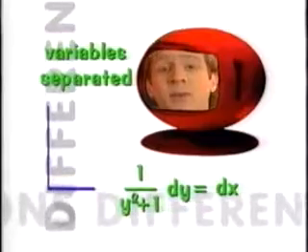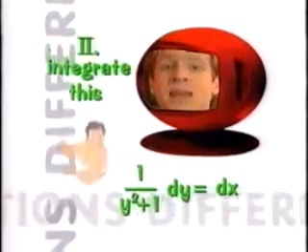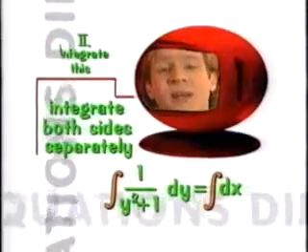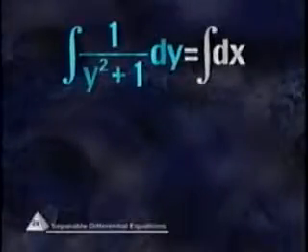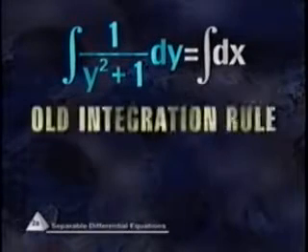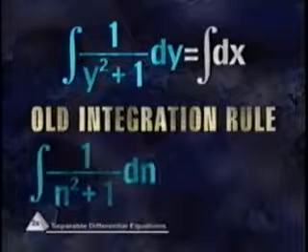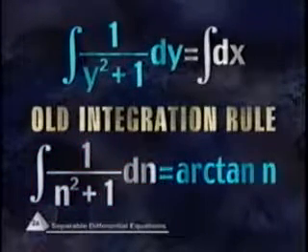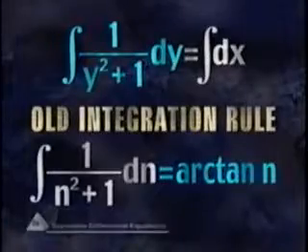Now that we have the variables separated, step 2 is to integrate this. In order to integrate this equation, we just integrate both sides individually. Looking at the left side, you may be wondering just how to integrate this. Well, recall that old integration rule that states that the integral of 1 over a variable squared plus 1 equals the arctangent of that variable.